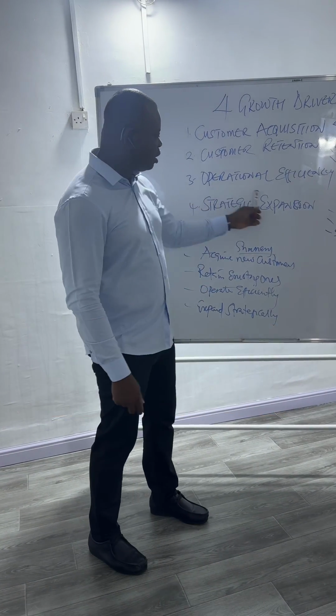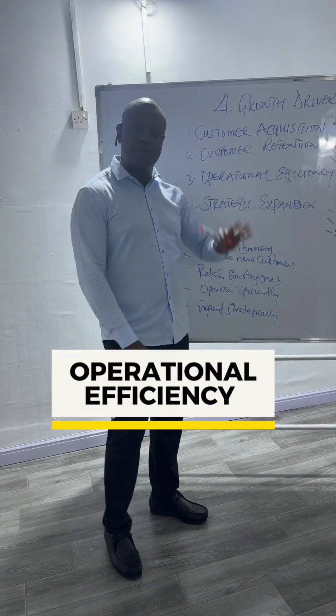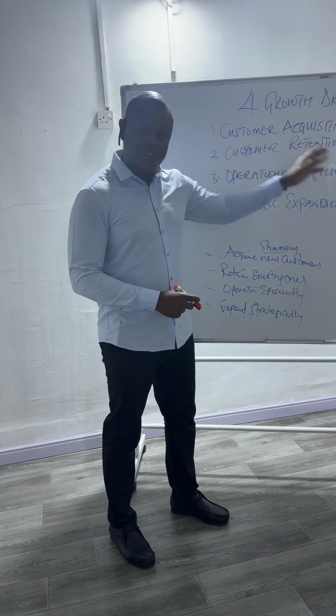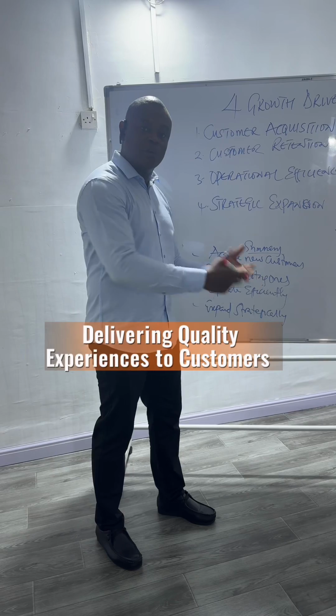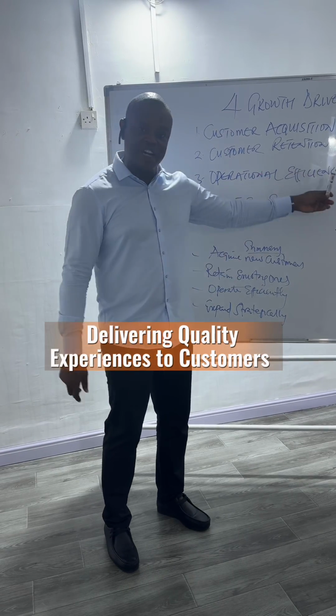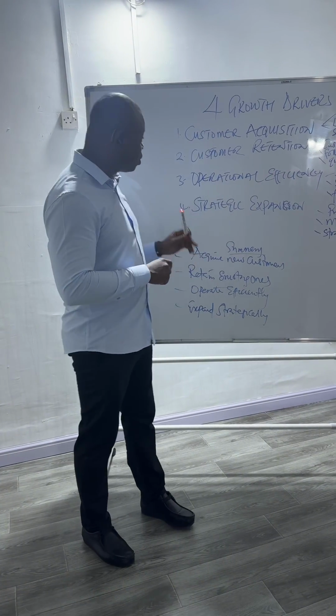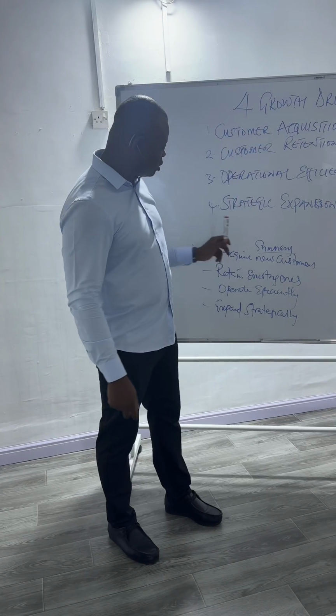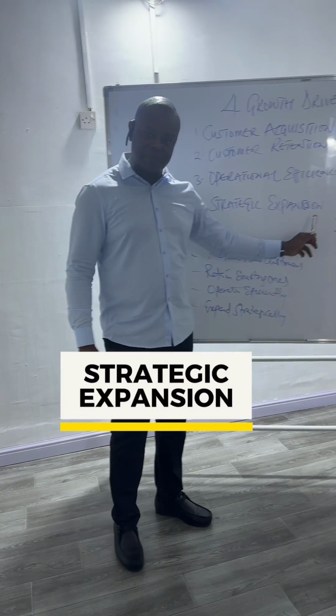All right, so the third thing is operational efficiency. You need to make sure that your operation is efficient, the way you deliver your promises to your customers. It is very, very important. You need to ensure this. All right, this serves as one of the drivers. The fourth thing is strategic expansion.